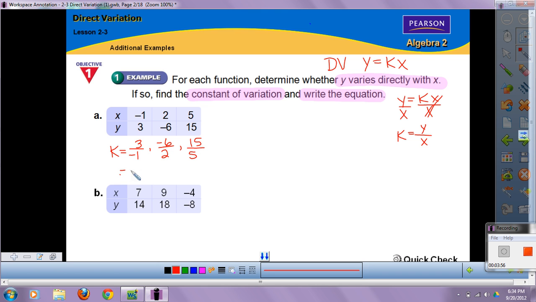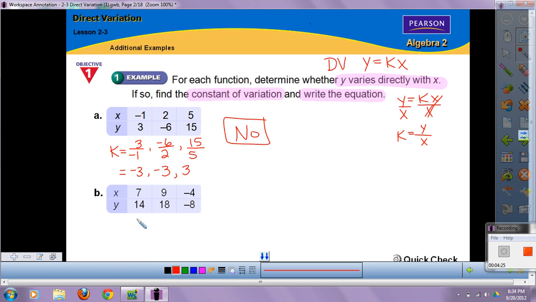3 divided by negative 1 is negative 3. Negative 6 divided by 2 is negative 3. And 15 divided by 5 is 3. Now, even though these are all 3's, they're not all the same. Negative 3 and 3 are not the same. Therefore, our k is not the same for all our ordered pairs, so it's not constant. So y does not vary directly with x. So our answer on A is simply no. No, y does not vary directly with x.